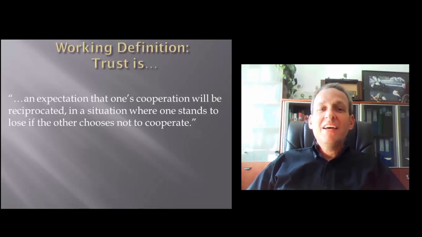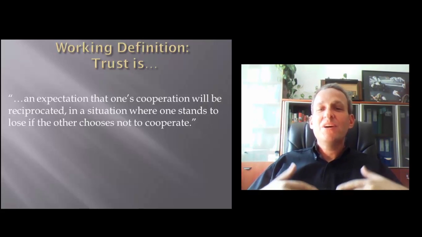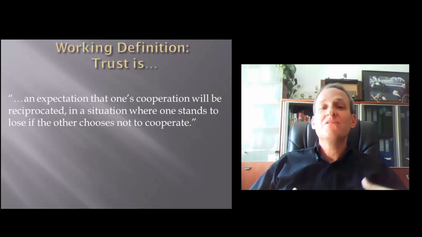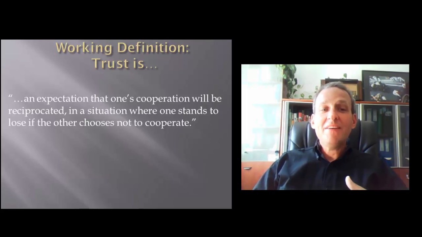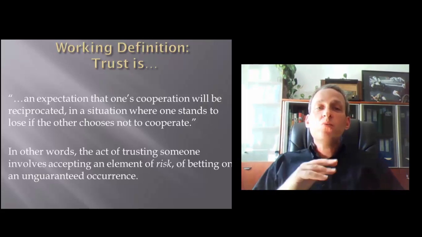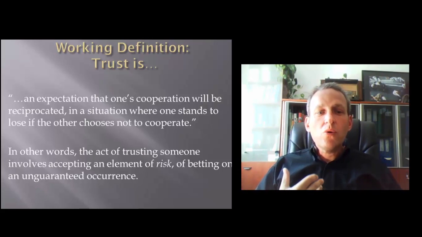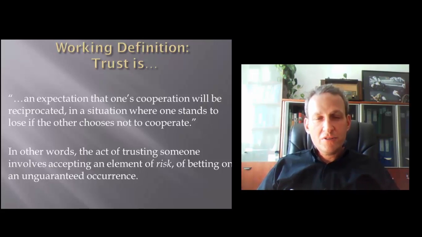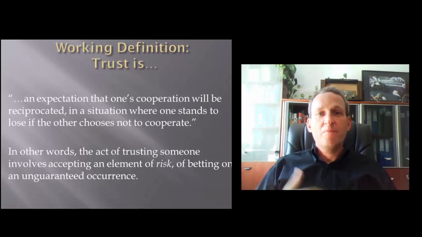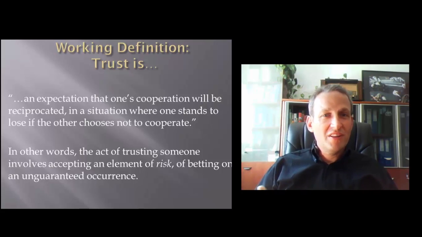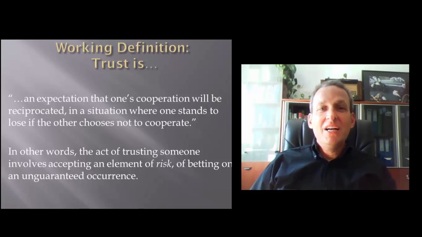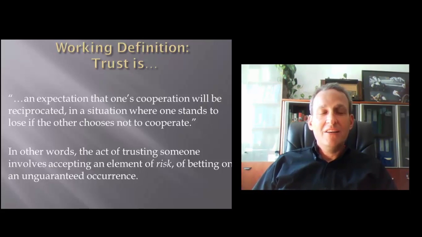So if it is an expectation that one's cooperation will be reciprocated in a situation where one stands to lose if the other chooses not to cooperate, what that basically means is that whenever we choose to trust someone, we're accepting risk. We're rolling the dice on that other person and hoping that they will live up to whatever it is we expect of them, whether they promised it to us or we understood that they were promising it to us.